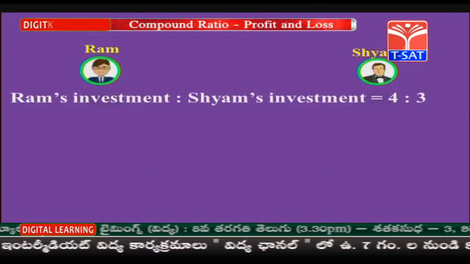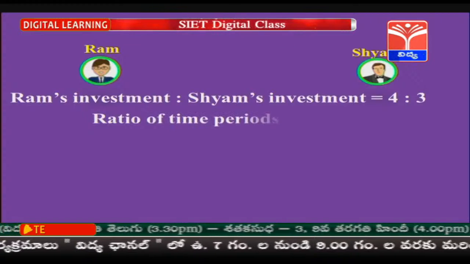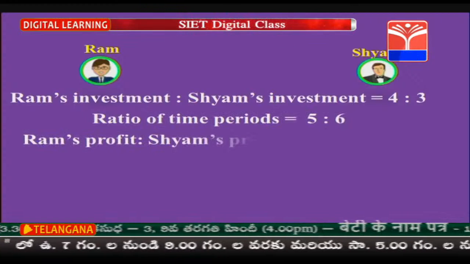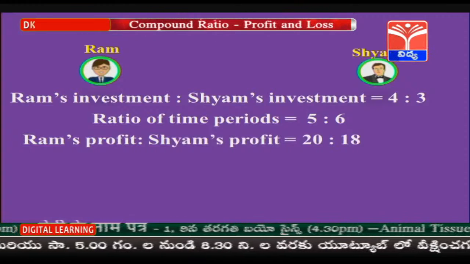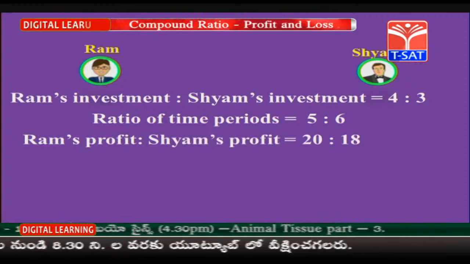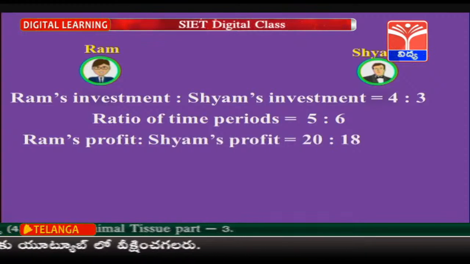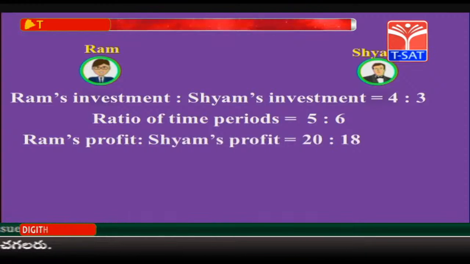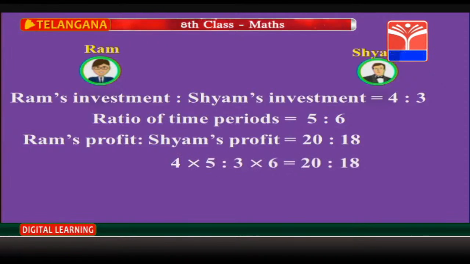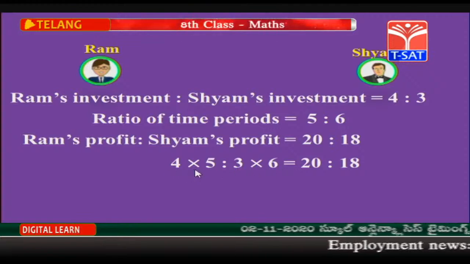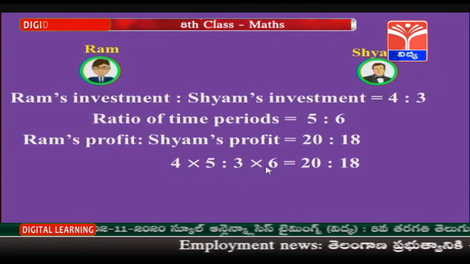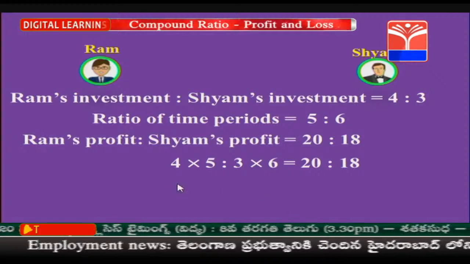Now, let us quickly see what all the ratios we have considered. Ram's investment is to Shyam's investment is 4 is to 3, ratio of their time periods is 5 is to 6, and Ram's share to Shyam's share is 20 is to 18. Now, this 20 is to 18, I can write it as 4 into 5 is to 3 into 6, because 4 into 5 is 20 and 3 into 6 is 18. So, I can write this way.